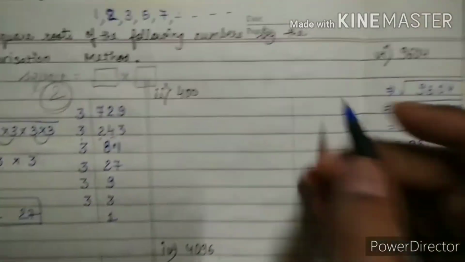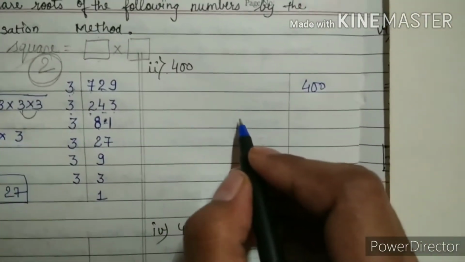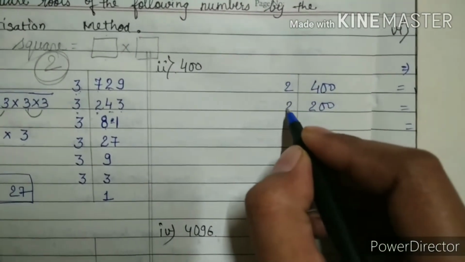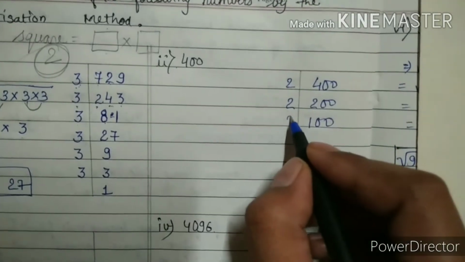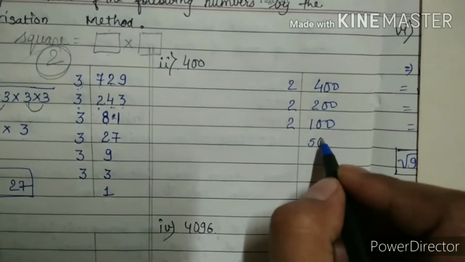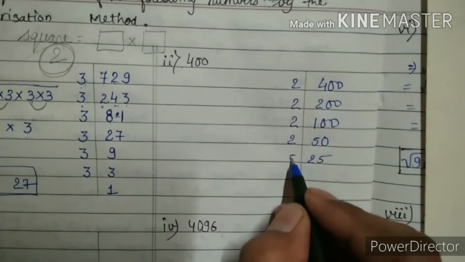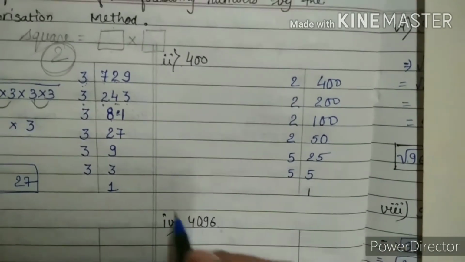Now same as the second, we will do the prime factorization of 400. Firstly it will go by 2. How many times? 200. Now 200 will go by 2, 100 times. Again 2, it will go 50 times. Again 2, it will go 25 times. And 25 is only in the table of 5, and 5 goes with 5.